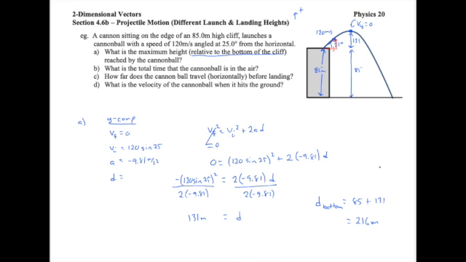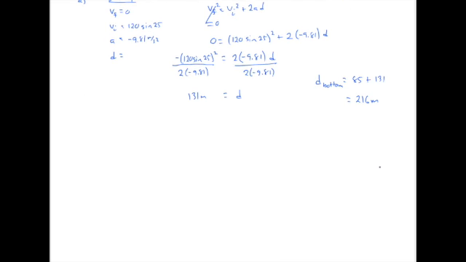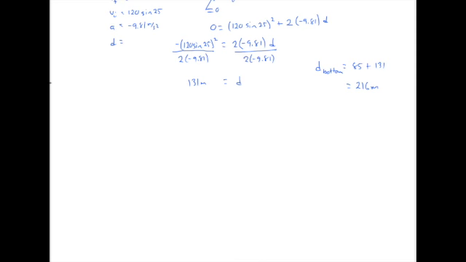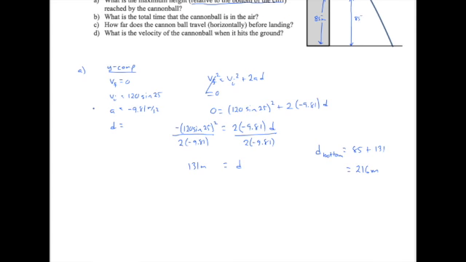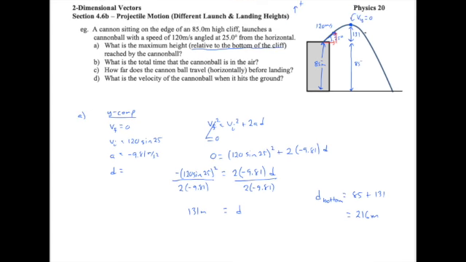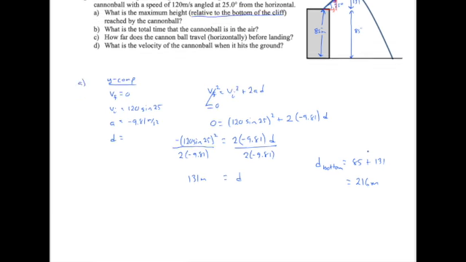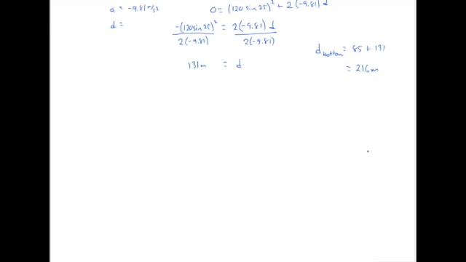Now part B is looking at the total time that the cannonball is in the air. This is another case where people very often will break this up into a couple pieces. So they'll figure out how much time to get to the top, and then from the top all the way to the bottom. And you can certainly do that. But if you remember that these are all vector quantities, we can actually do this all in one step.